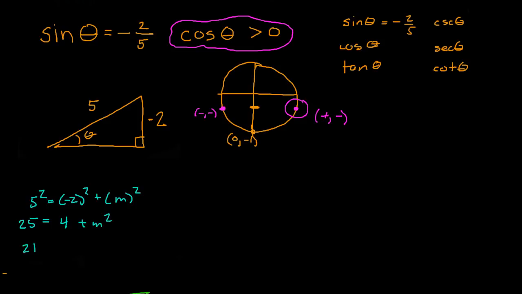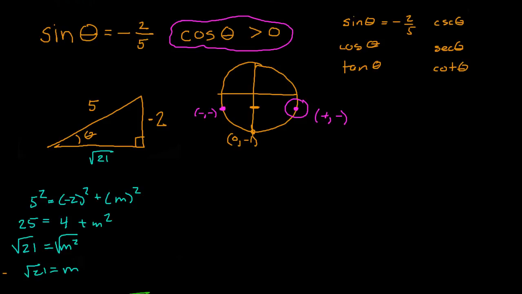Subtract the 4 over, I get 21 equals m squared. Take the square root of both sides. Now, I do need to reduce the square root of 21 if possible, but I don't think it is possible to reduce it. No perfect number goes into it. So my missing side is the square root of 21.